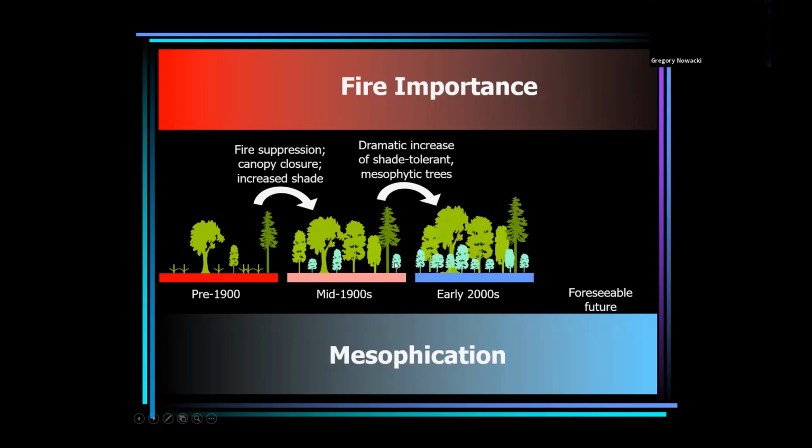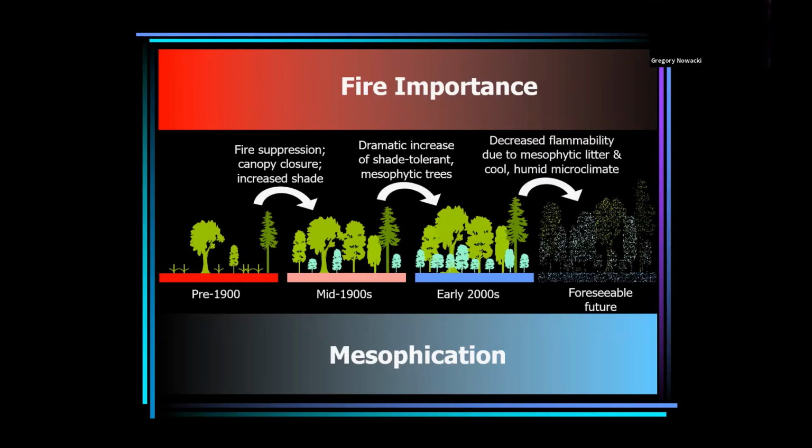Now, going into today, we have this dramatic increase of shade-tolerant species that are occurring. So you have seedlings, and they're recruiting to sapling stage.